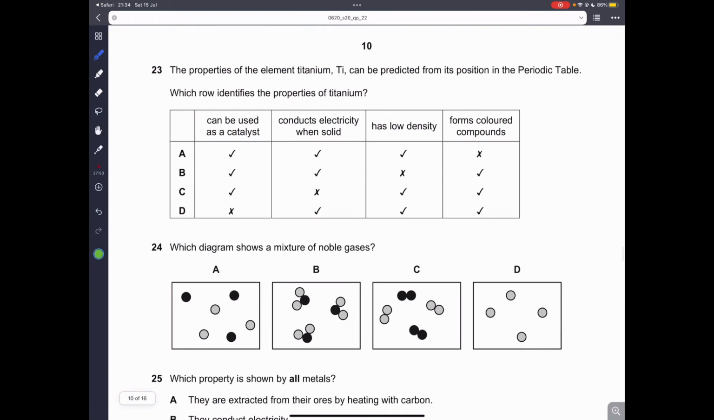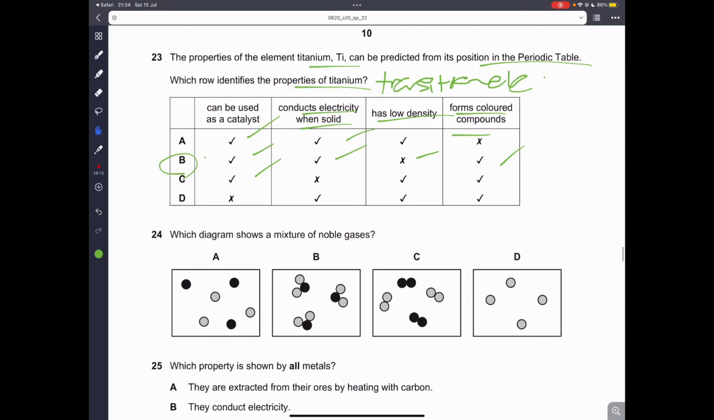Let's move on. Question 23. The properties of the element titanium can be predicted from its position in the periodic table. Which row identifies the properties of titanium? Well, titanium is a transition element. This means that it can be used as a catalyst. It conducts electricity when solid. It has high density, and it forms coloured compounds. Therefore, B is the correct answer.